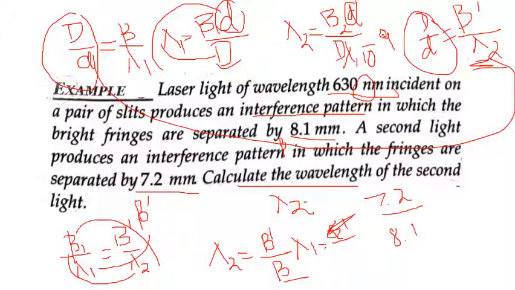Next you have lambda 1. What is the first wavelength? 630 nanometer. Let it be nanometer itself. So you can use your calculator to calculate this value, and you can submit this question as your homework.